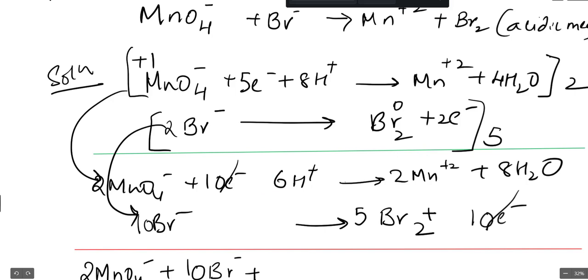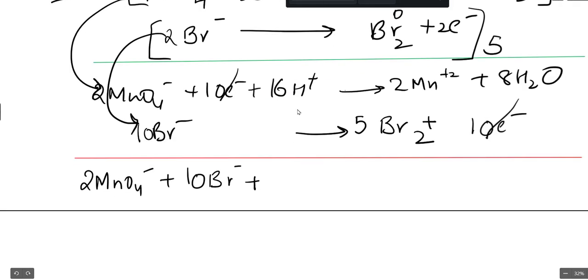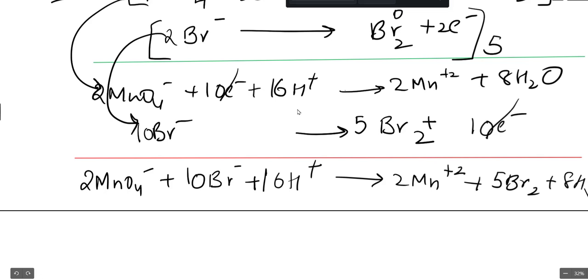Let me put it again for you all. Don't be in a hurry. 16 H plus, because it is 8 into 2, 16 H plus. So let us write that. This is nothing but 16 H plus, which gives 2 Mn plus 2 plus 5 Br2 plus 8 H2O. This is the final reaction. So this is the final reaction, students.